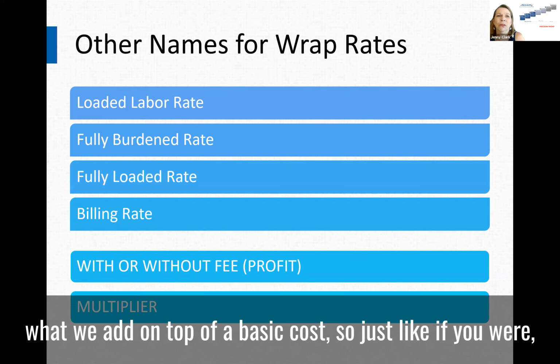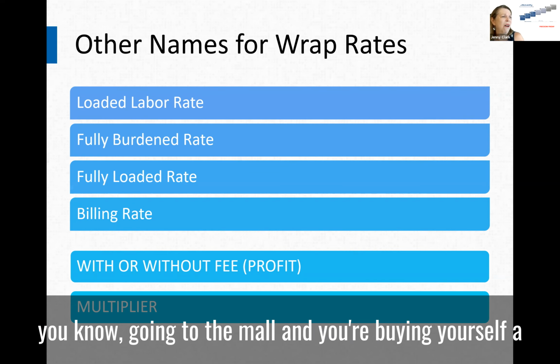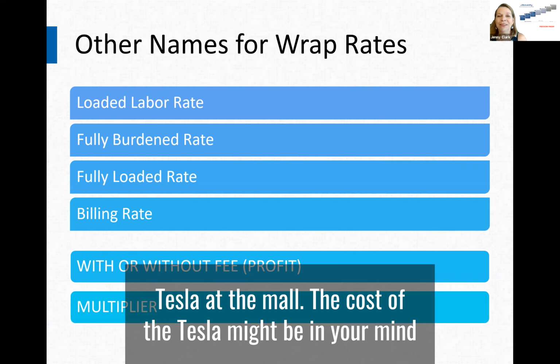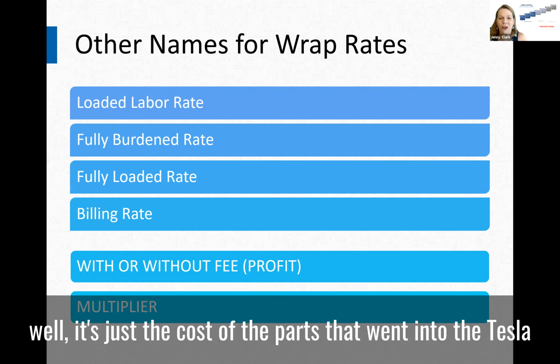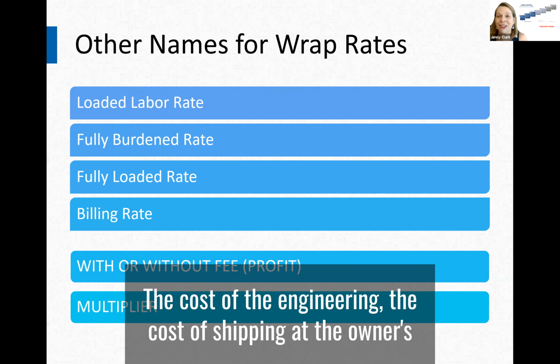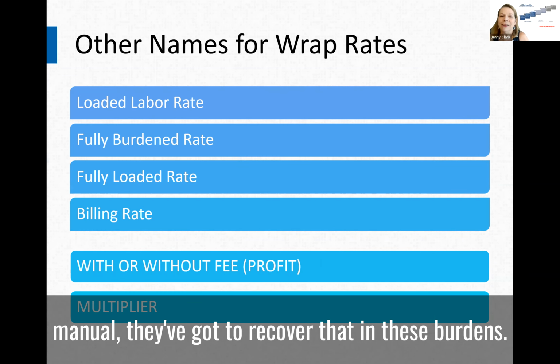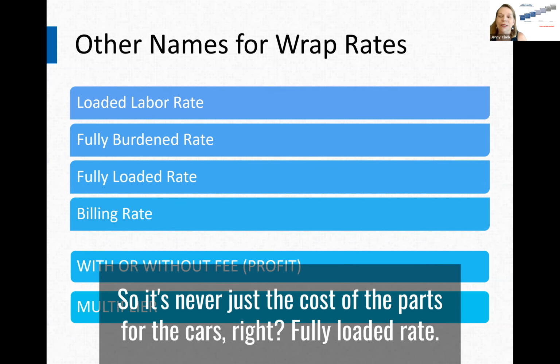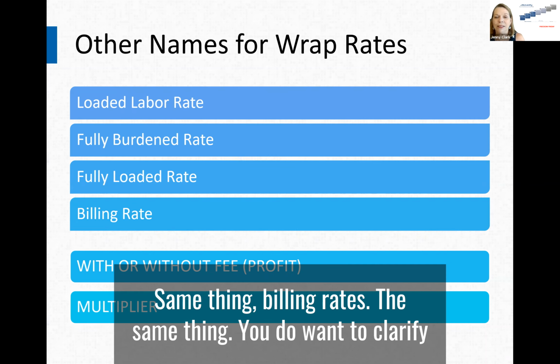So just like if you were going to the mall and buying yourself a Tesla, the cost of the Tesla might be in your mind just the cost of the parts that went into it. But they're going to charge you for the cost of the showroom, the cost of the engineering, the cost of shipping it, the owner's manual. They've got to recover that in these burdens. So it's never just the cost of the parts for the cars, right? Fully loaded rate, same thing. Billing rates, the same thing.